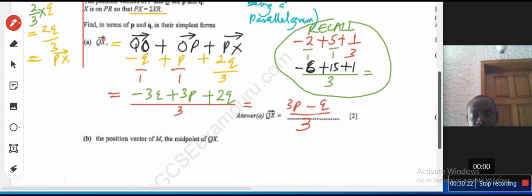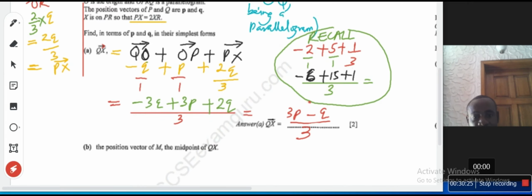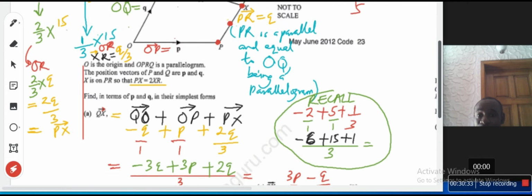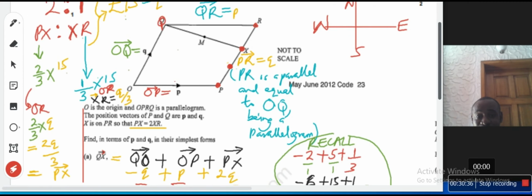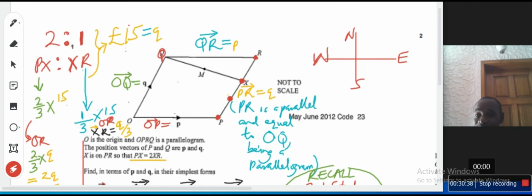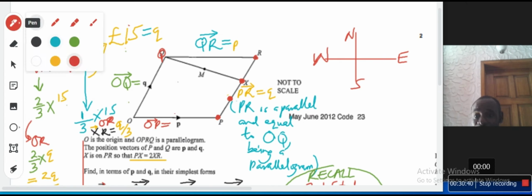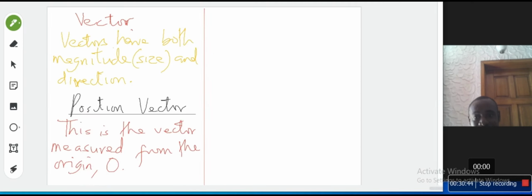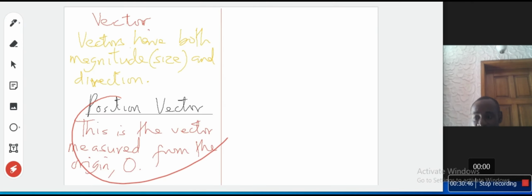Right? So we've gotten this. Now the second question says the position vector of M, the midpoint of QX, the position vector of M. Do you remember what I told you about position vector? It has come to play now. What did I say about position vector? The vector measured from origin. Let me show you again. Read it out again. It's on page 1. You can read out what I have on my own page. Yes, position vector is the vector measured from the origin O.